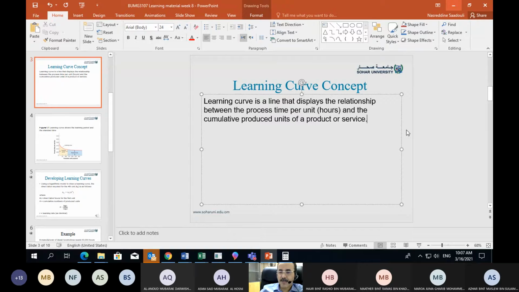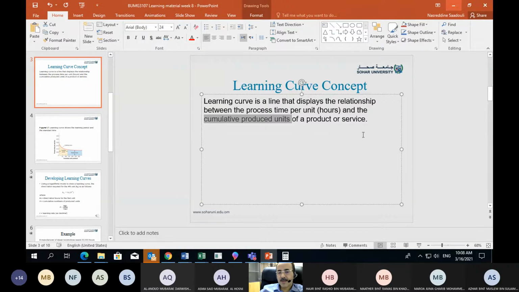All right. So therefore, the learning curve displays the relationship between how much time it takes per unit, for example in hours, and the cumulative produced number of units. The cumulative produced, because the idea is that we learn through the accumulation of the production. It's just like when we talk about experience, it's the accumulation of the experience. That's how we actually learn.